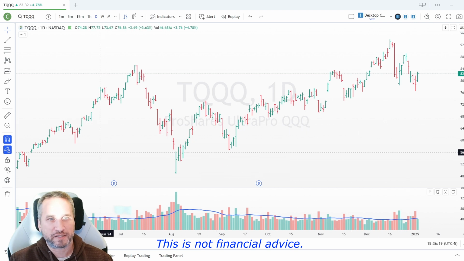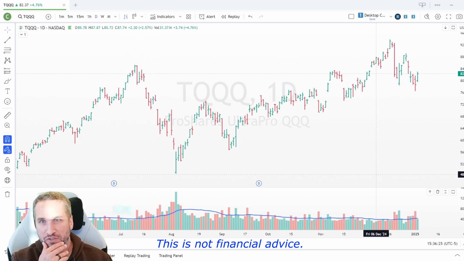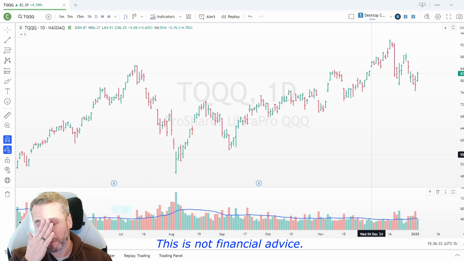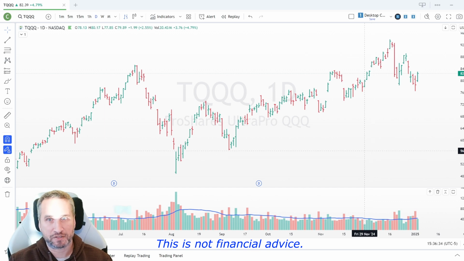The different color schemes, basically green means the price is up for the day, and red means the price is down. But today I wanted to talk about moving averages. I'd like to talk about simple moving averages and exponential moving averages. So essentially a moving average is nothing more than the average of price over a length of time.